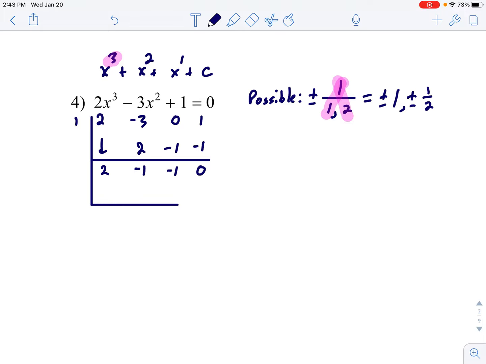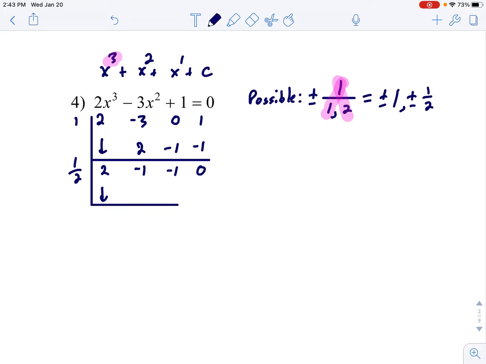Let's try, how about negative 1? Bring down the 2. Negative 1 times 2 is negative 2. Negative 1 minus 2 is negative 3. Negative 1 times negative 3 is positive 3. Negative 1 plus 3 is 2. We do not have that 0 remainder that we want, so negative 1 is a fail. Positive 1 worked, negative 1 failed.